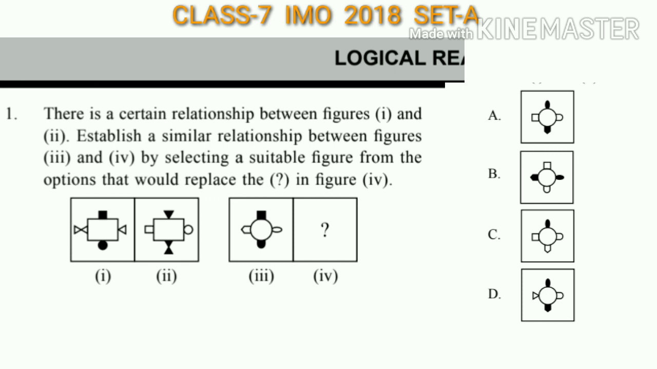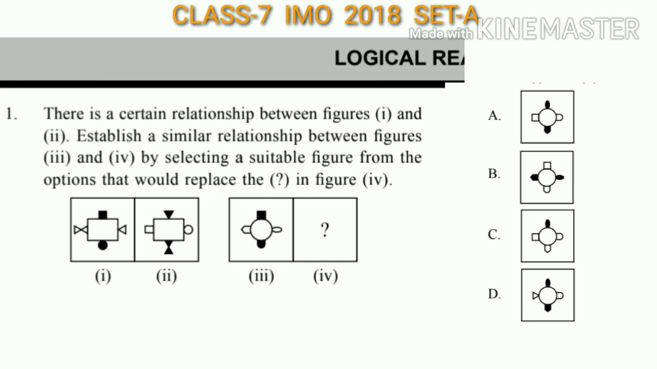Look at the figures I and 2i. Small figures are moving in anti-clockwise direction in figure 2i, and the shaded figures in figure I become unshaded in figure 2i, and the unshaded figures became shaded in figure 2i. In the same way, figure IV will be option A.